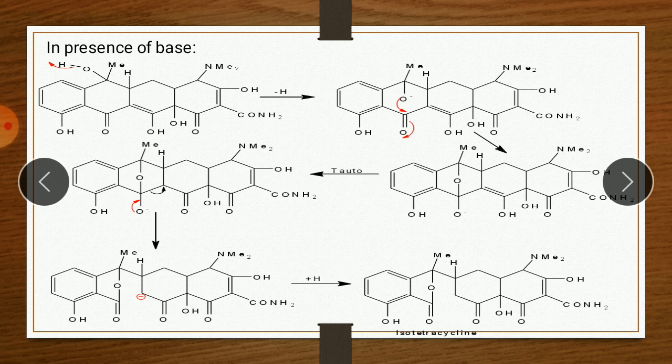So in both cases, in presence of acid and in presence of base, tetracycline forms an inactive compound, and in both reactions the hydroxyl group of the 6th carbon is involved.